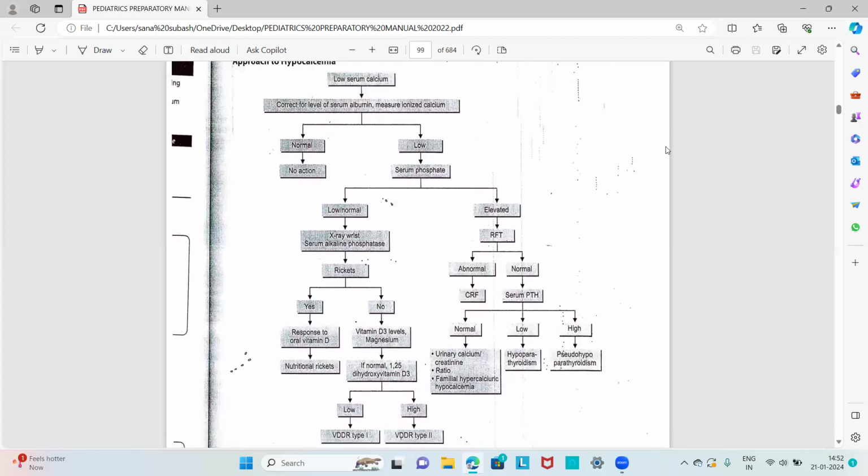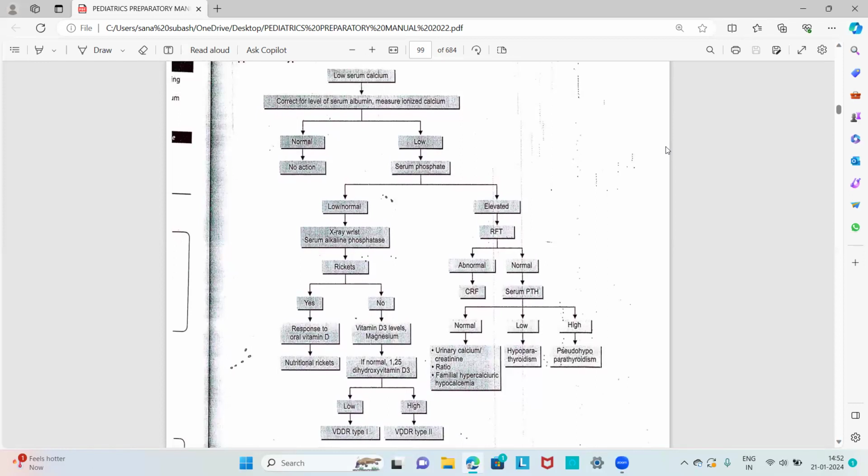So this is the approach to hypocalcemia. This is the flow chart.